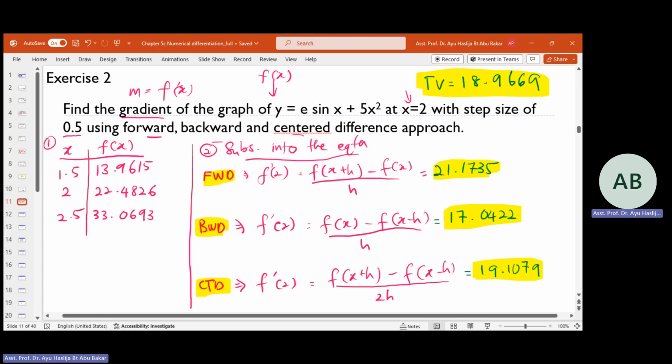The true value here is the differentiation of the function, not the true value of the function. Okay, you must differentiate the function first. You can straight away plug into your calculator using the mode DDX. Okay, this one is f(x). The true value here is f prime x.